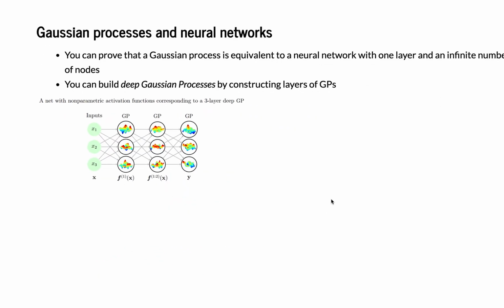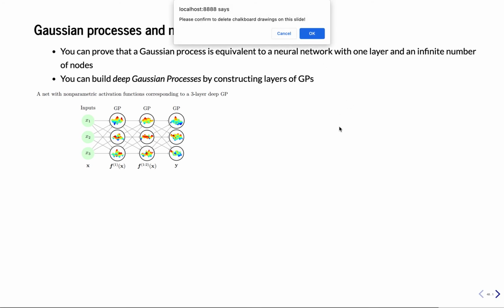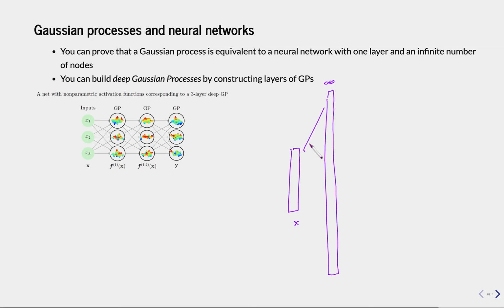There's also a very nice equivalence proof that a Gaussian process is equivalent to a neural network with one layer and an infinite number of nodes. This may not be, well, I think it's not so intuitive. So you have your input data x. And you're going to consider an infinite space of possible functions. So this is infinite. Right. And you're just going to learn basically how likely each of these is.